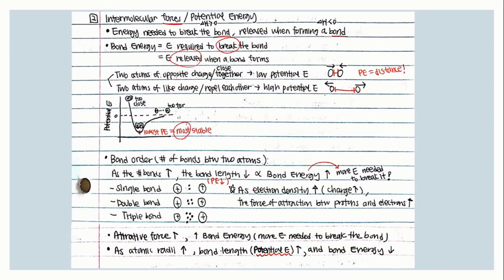will decrease. As electron density increases or the charge increases, the force of attraction between protons and electrons will increase according to Coulomb's law. As the attractive force increases, the bond energy will increase as well because more energy will be needed to break the bond. And as atomic radii increase, the bond length will increase as well because the distance between the nucleus and electrons will be larger, and bond energy will be lower because it will not take as much energy to break the attraction between larger atoms.